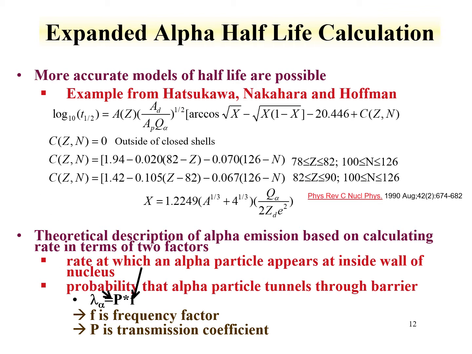And then there's the second factor, which is, okay, once that alpha particle appears, what's the probability of it getting through the barrier? So some sort of transmission factor, right? We can call that P, the transmission factor. Taken together, we can take the transmission factor and the frequency factor to get something about the decay constant for alpha decay.